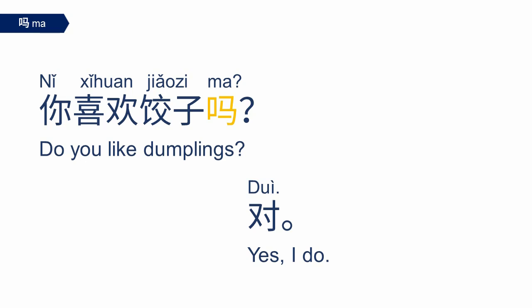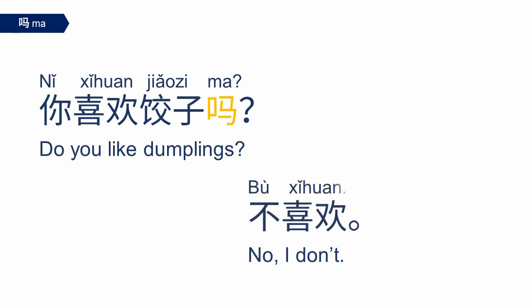Another way to answer is to use the same verb used when the question was asked. A yes answer is to use the positive form of the verb used in the question, while a no answer is to use the negative form of the verb. For example, 你喜欢饺子吗? 喜欢. Yes, I do. 你喜欢饺子吗? 不喜欢. No, I don't.